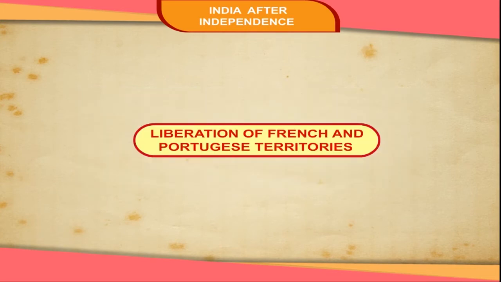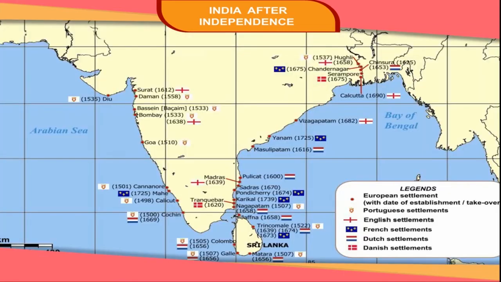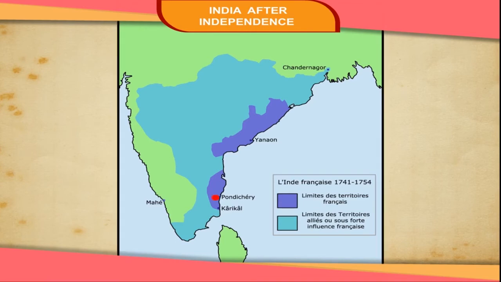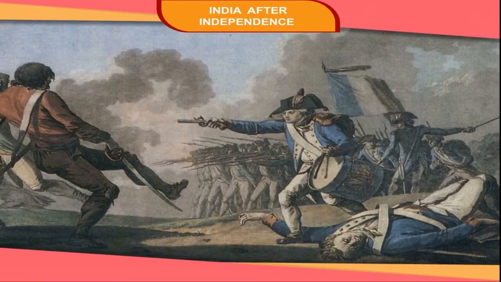Liberation of French and Portuguese territories. Even after 1947, few areas of Indian territory remained under the control of the Portuguese and French. The French had occupied Pondicherry, Karaikal, Mahe and Yanam in South India, and Chandranagore near Calcutta. Anti-French movements were launched in these territories.